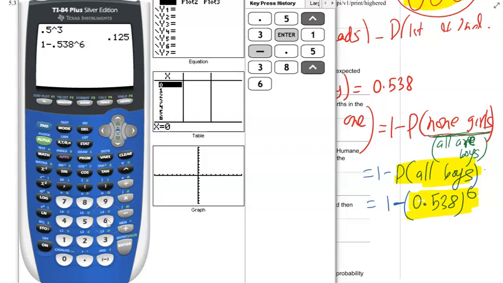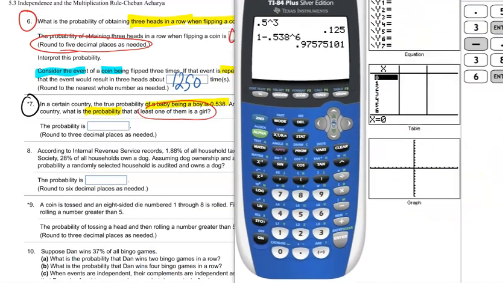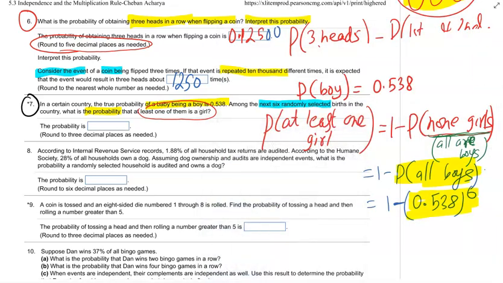Use this TI calculator, it equals 0.9757, and the instruction says round it to 3 decimal places as needed. Therefore, your answer is going to be 0.976.